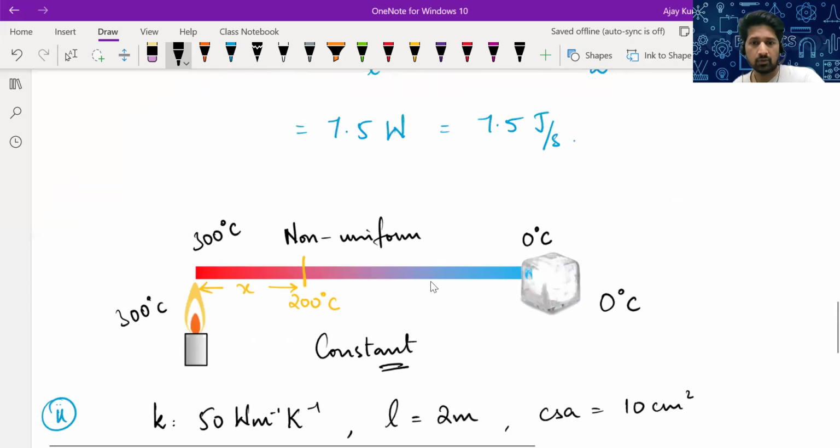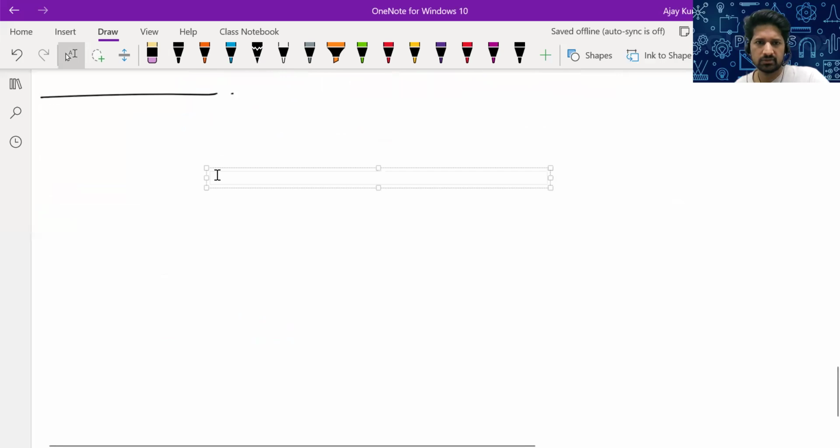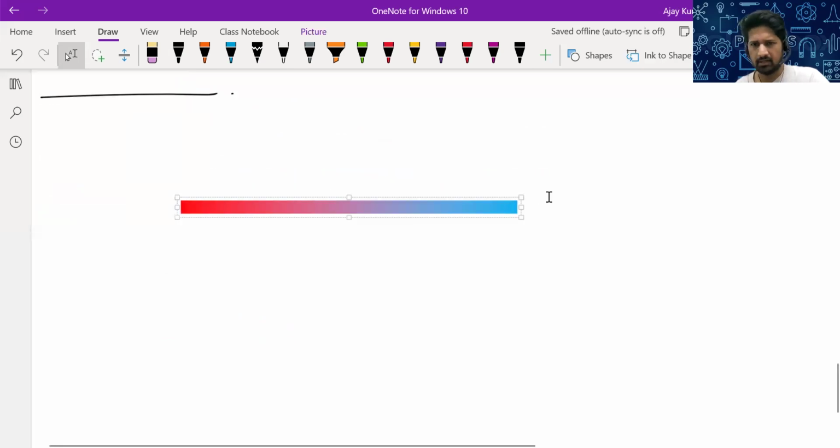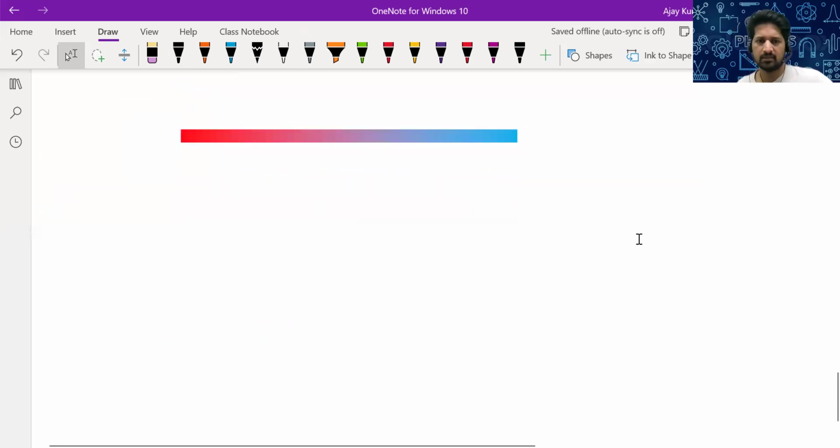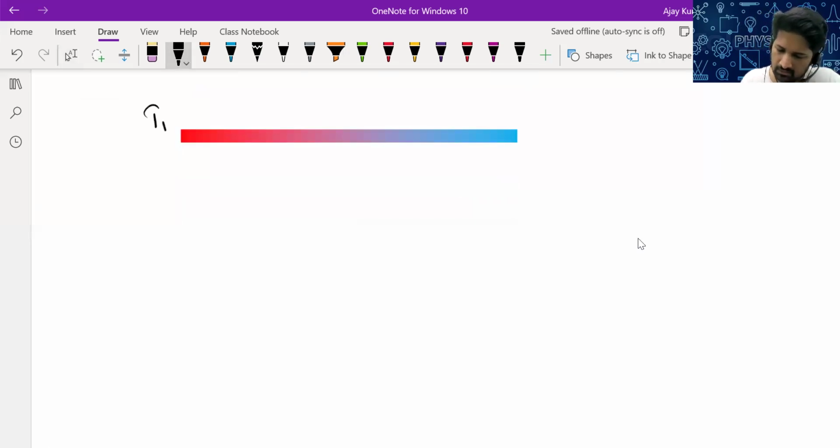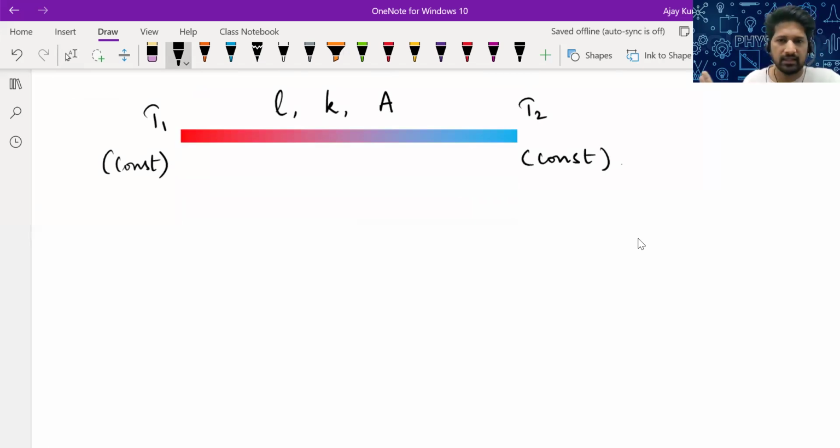Let's consider one more case also. Let us generalize this. Suppose there is a rod of uniform cross section and uniform conductivity. Steady state has been established. Let's say the temperature at one end is T1, and it is maintained constant. The temperature at the other end is T2, also maintained constant. By some means, we are maintaining them at constant temperatures. Let's say the total length is L, conductivity is K, and area of cross section is A.